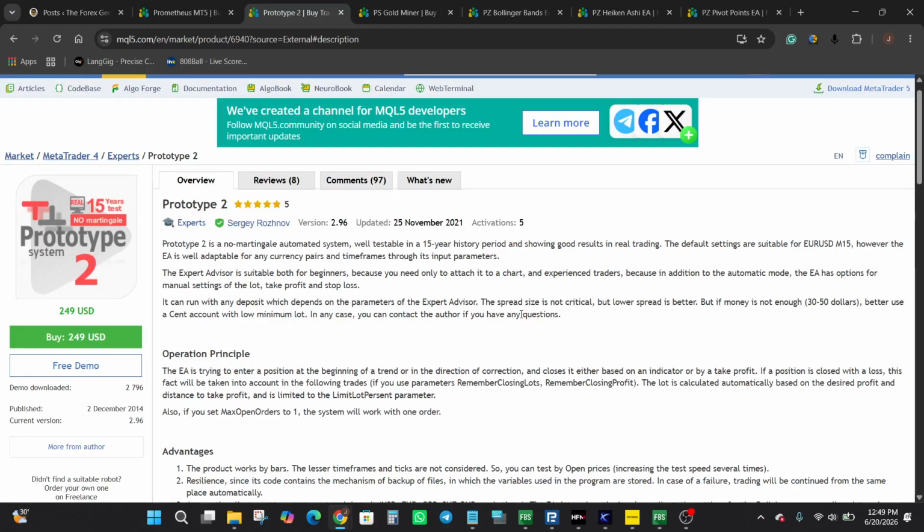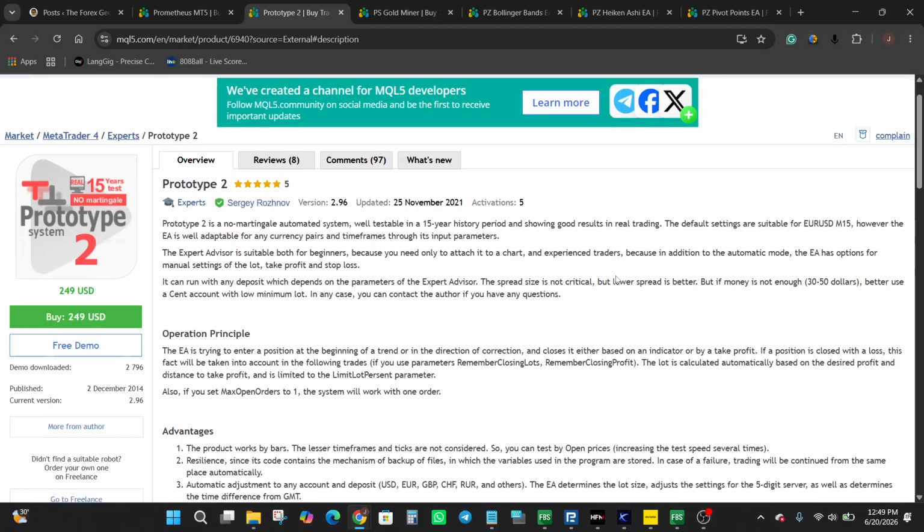The developer states that the default settings are configured for EURUSD on the M15 time frame, although the EA is described as being adaptable to other currency pairs and time frames through its input parameters. It's also positioned as suitable for both beginners and more experienced traders. Beginners can simply attach the EA to a chart and let it operate automatically, while experienced users have access to additional controls for lot size, take profit, and stop loss management.